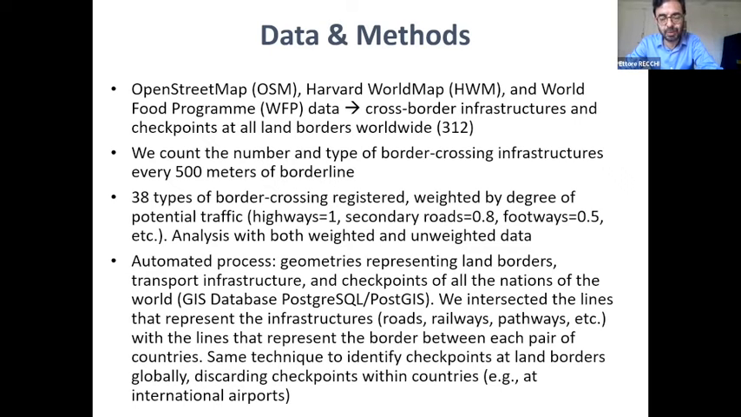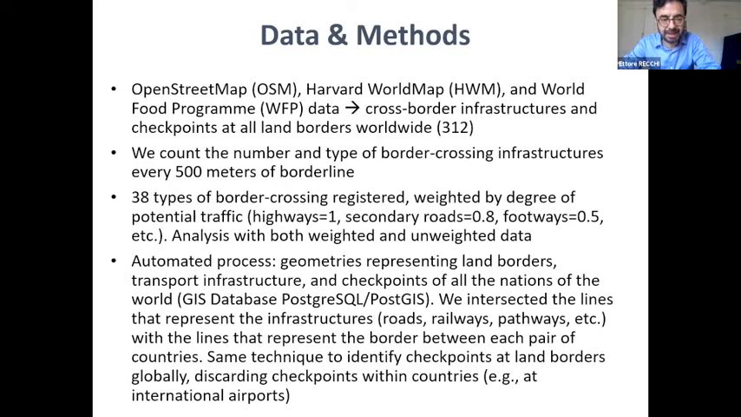And we have a standard cluster of measurement, that is, we monitor every 500 meters of each borderline. This means that if in 500 meters we find 2 roads, we calculate those 2 roads as 1, okay? This is our clustering procedure. Basically, what we want to know is whether you find a cross-border infrastructure every 500 meters of the borderline.